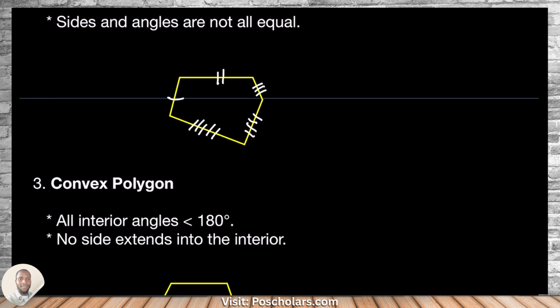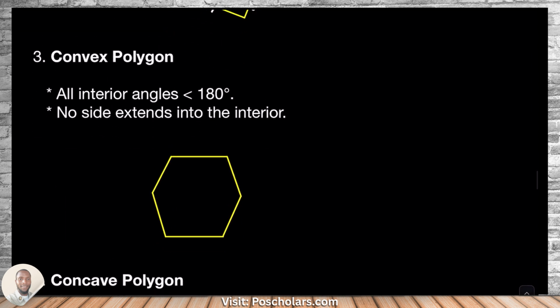Now, the next kind of polygon we have is convex polygon. Now, all interior angles are less than 180 degrees. This is an example of a convex polygon. If you observe it, you see that this angle is not greater than 180, neither is this, neither is this, neither is this, neither is this, and this. So whenever the angles in a shape are less than 180, then the shape is a convex polygon, right?